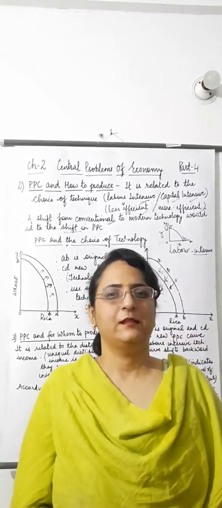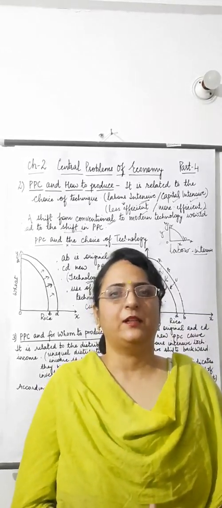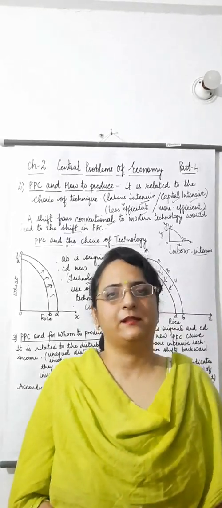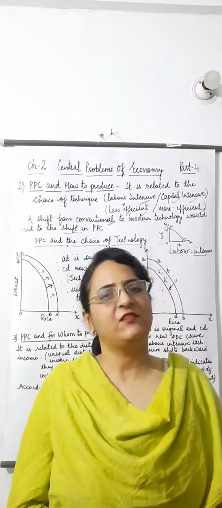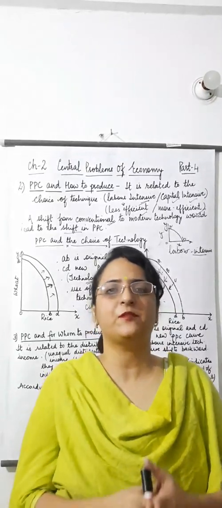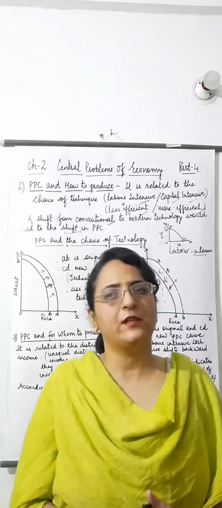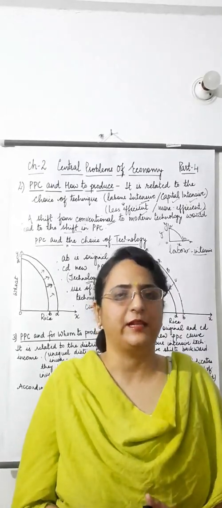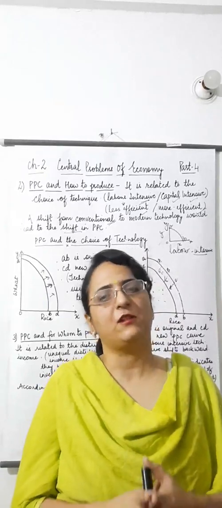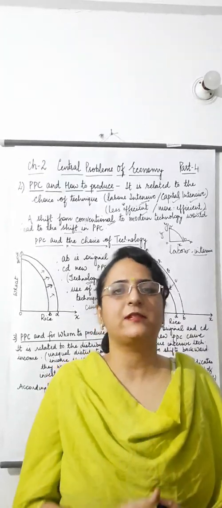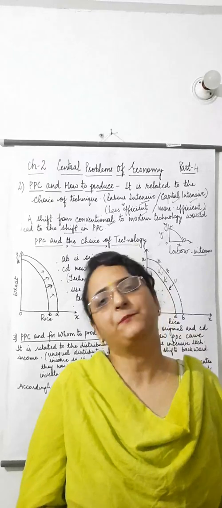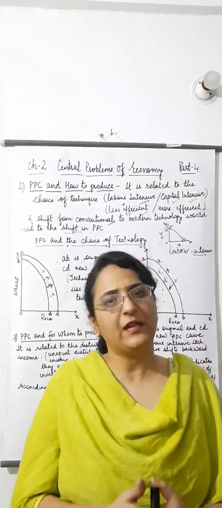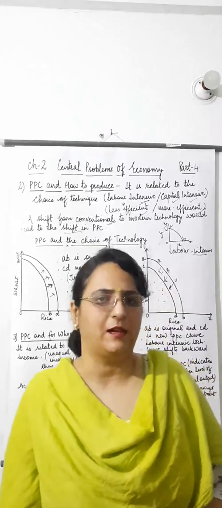Hello students. Moving ahead with economics for class 11th, we were discussing microeconomics, Chapter 2, central problems of an economy. Students, in various other parts, that is part 1, part 2, part 3, we have discussed various concepts. And the last concept that we were discussing was about PPC, PPC and what to produce. So moving ahead with this, we'll move further now.